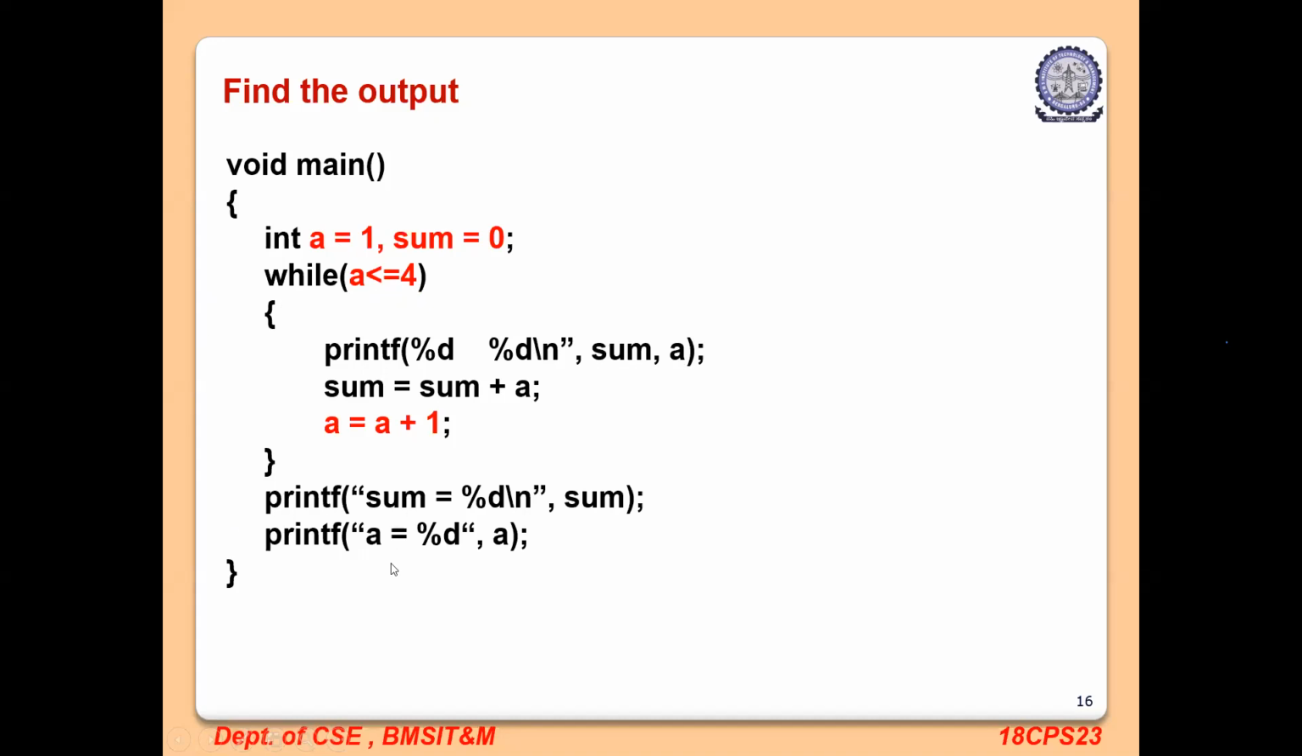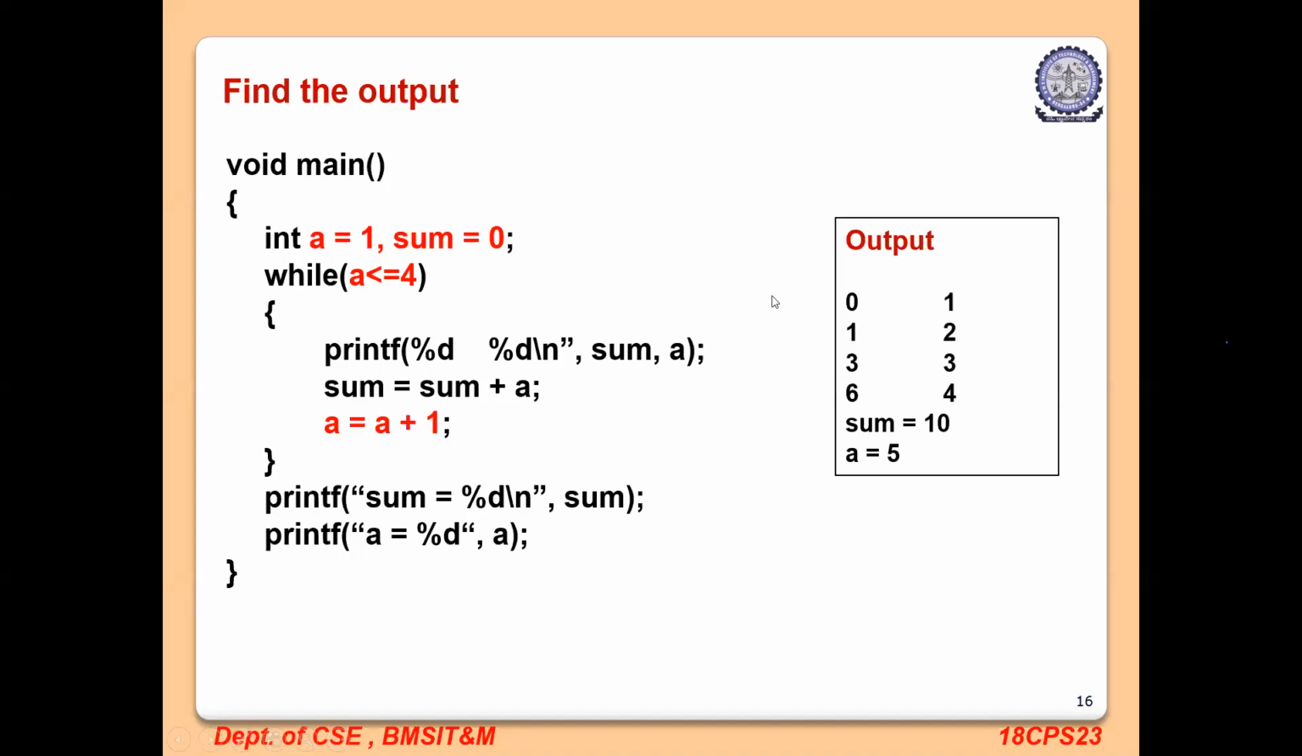It will print sum as well as A. So this is the output. This represents sum, this represents A. Here you can see every time how sum is calculated. Sum is nothing but the addition of A. So you can see 0 plus 1. Then here this is 3, right? 1 plus 2. Here it is 6, right? So 1 plus 2 plus 3 is 6. And so on. It goes like this.